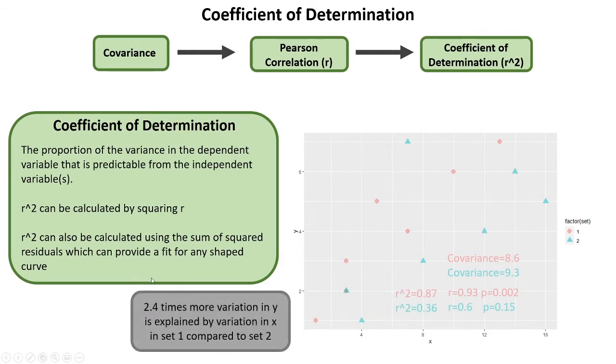We can also say things like, well, 0.87 is about 2.4 times as large as 0.36, and therefore 2.4 times more variation in Y is explained by X for the red circles than for the blue triangles.